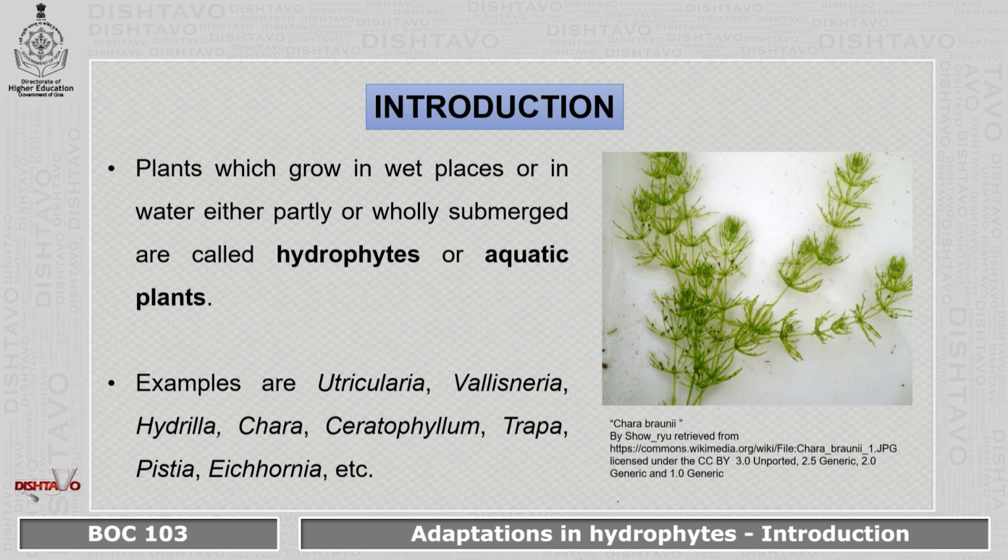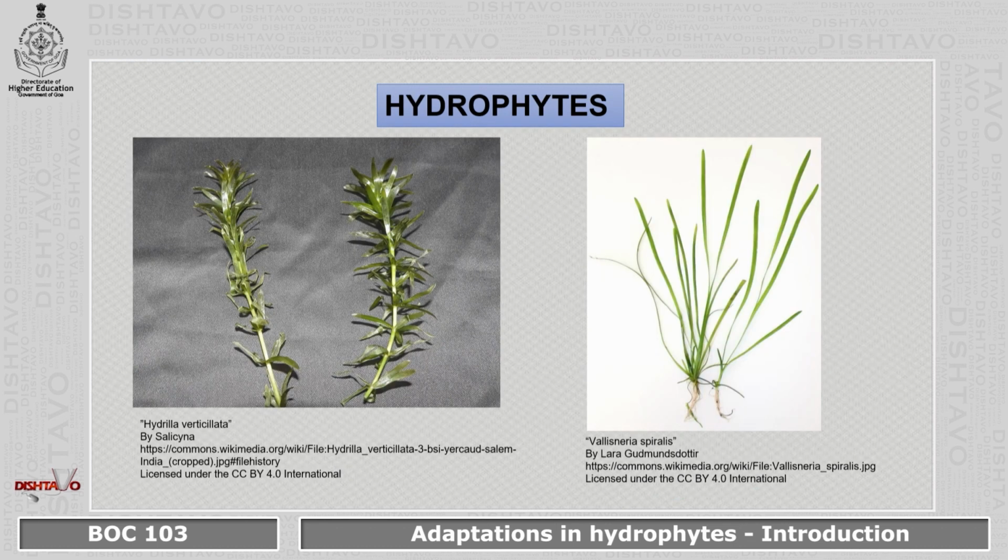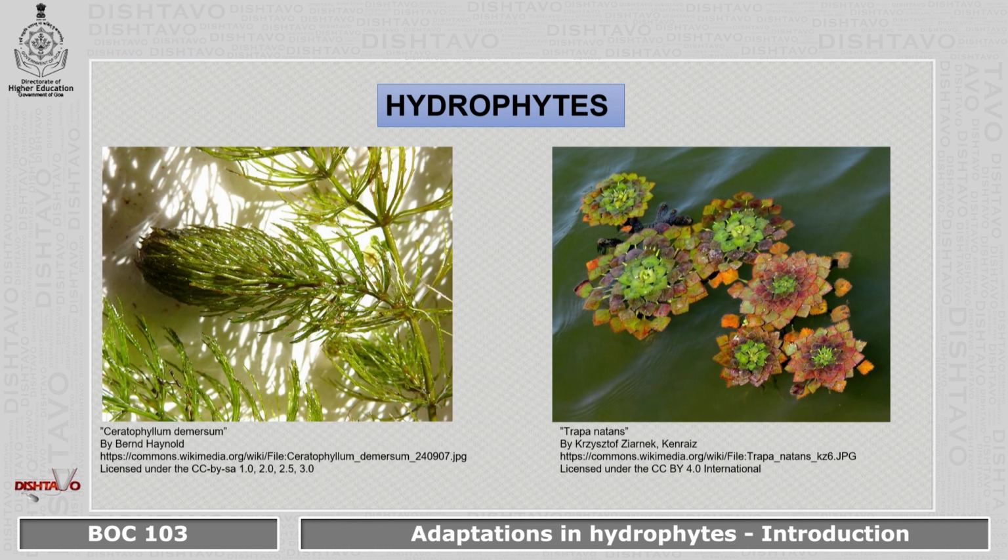Now, in this image, this is Chara. It's a very commonly found hydrophyte. Some more examples of hydrophytes you can see over here are Hydrilla. If you look at these leaves, and this one, this is another hydrophyte, that is Vallisneria. Now, these are found submerged. Then we have Ceratophyllum and Trapa. Trapa is the one which floats on the surface of the water.